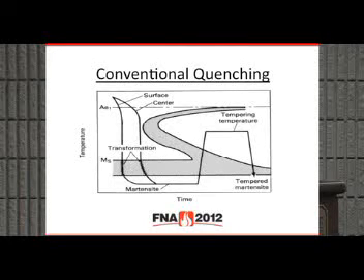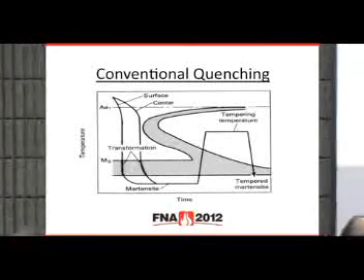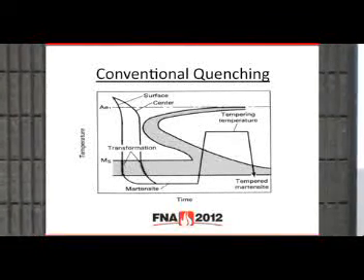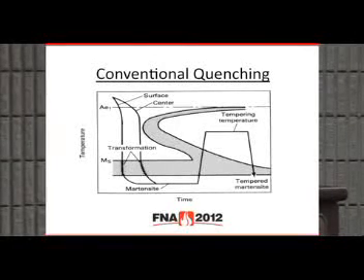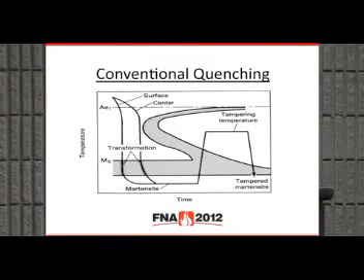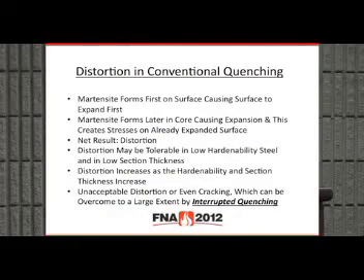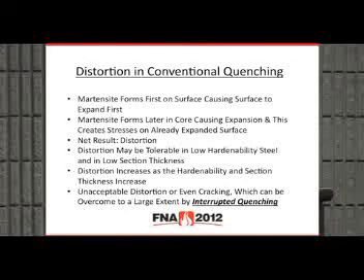During quenching, the surface obviously cools faster than the center. So what happens? The surface transformation takes place first, and the surface expands first. And then later on, it's the core that transforms into martensite, and that expands. And this creates a stress on an already expanded surface. Let's take a look at some of the points. Because of the core expanding after the surface has already expanded, there is a distortion.